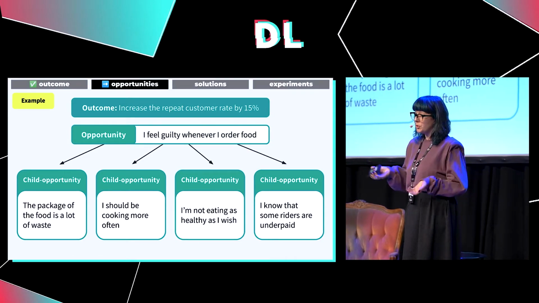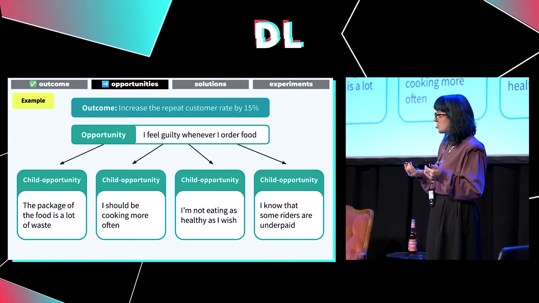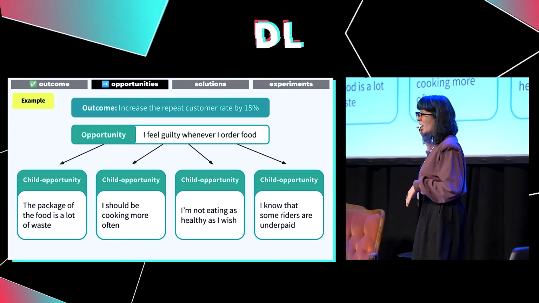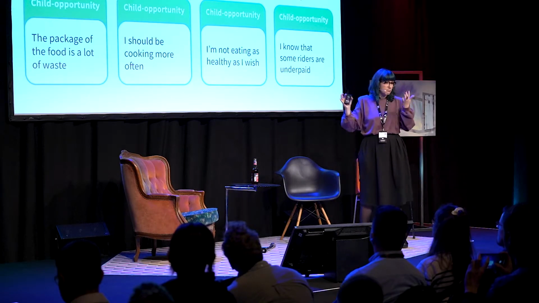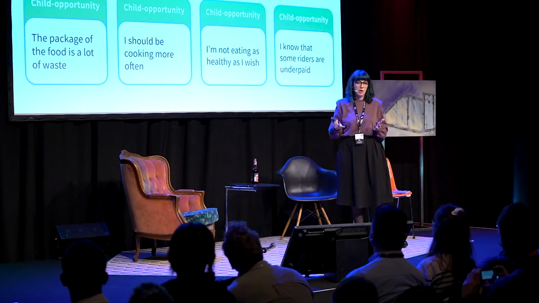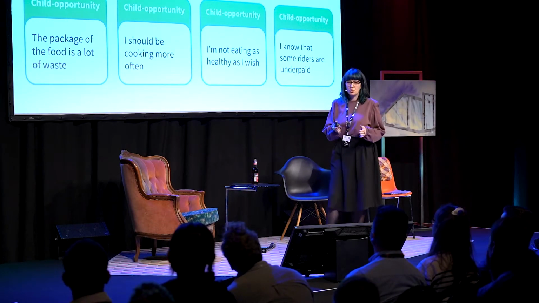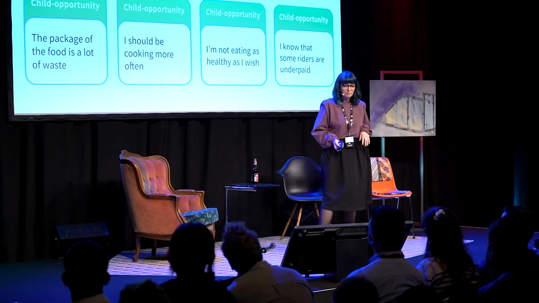As all opportunities share the same feeling of guilt when ordering food, you can take this and use it as your parent opportunity. And then put all of the other child opportunities below it. This helps structure the tree and gives you the possibility to address certain opportunities more easily.